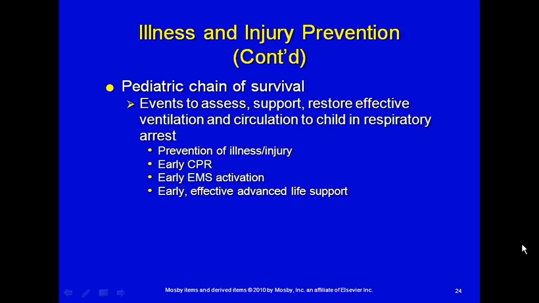The pediatric chain of survival are events to assess, support, and restore effective ventilation and circulation to children in respiratory arrest. And it's like the American Heart Association chain of survival because it does address prevention and early CPR, early EMS activation, and early effective advanced life support. In the American Heart Association's adult chain of survival, it's early recognition and then early CPR, early EMS activation, and then effective ALS. So the difference here is a higher emphasis on prevention of the illness or injury from occurring in the first place.